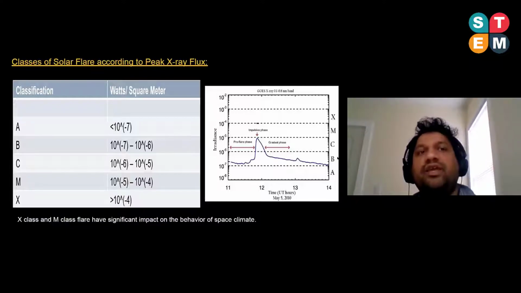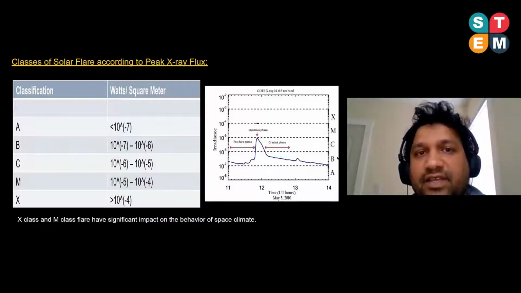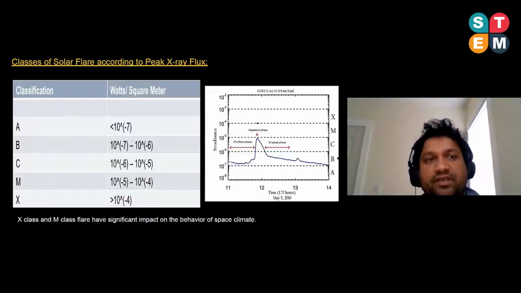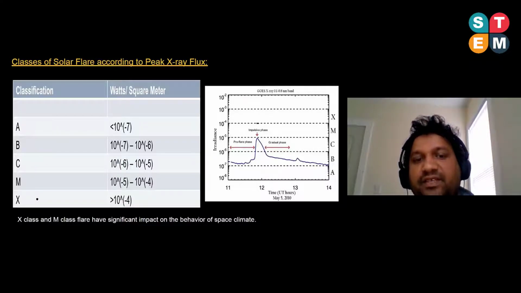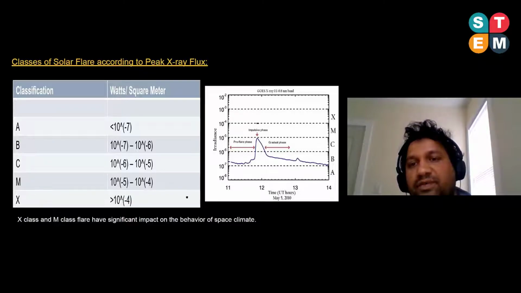Now we can distinguish solar flares in terms of the peak X-ray flux. Here you see the classification of flares: class A, B, C, M, and X, and these are the corresponding energies. Mostly the X class and M class flares are high energy, and these classes have a significant impact on space climate.